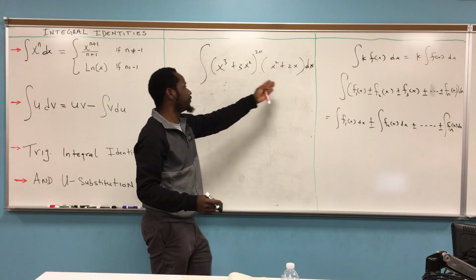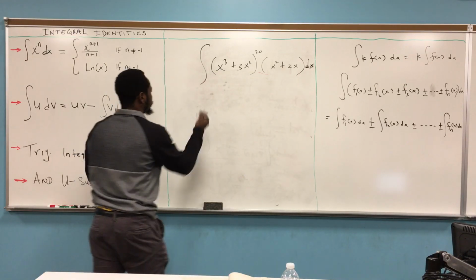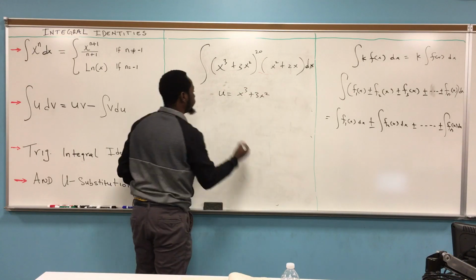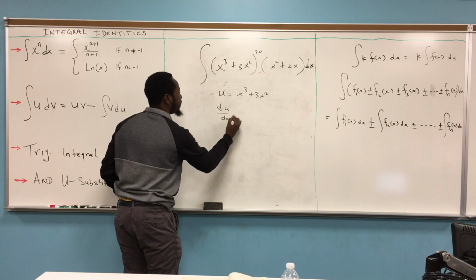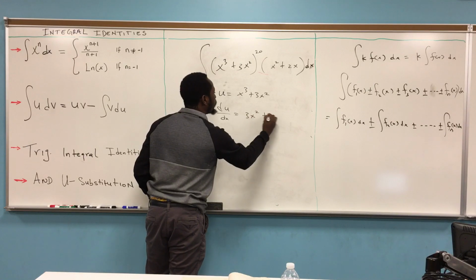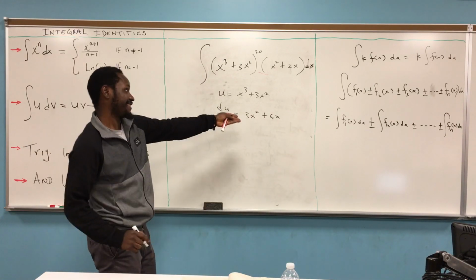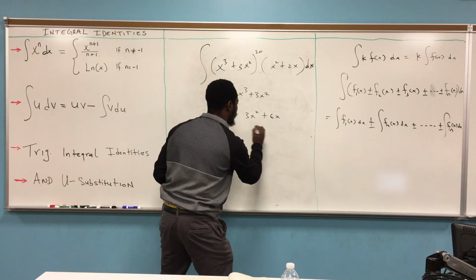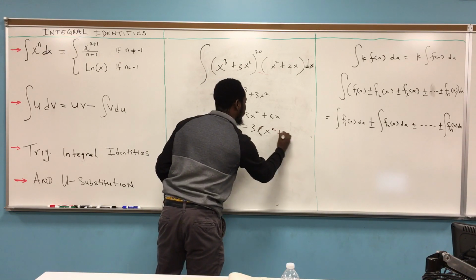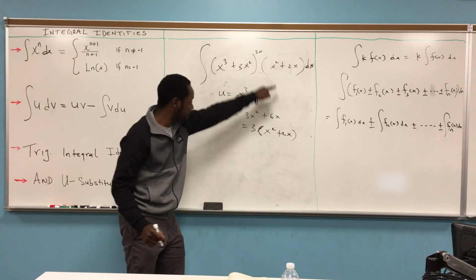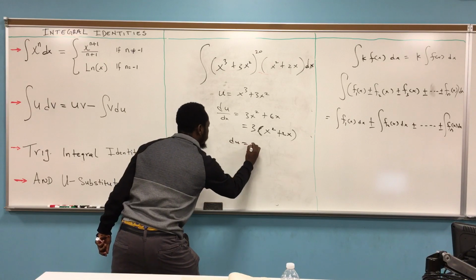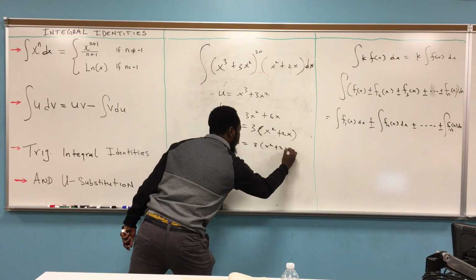Now, hopefully, the derivative of this gives me this. Hopefully. So let's try. u is equal to x cubed plus 3x squared. Let's see. So we have du over dx is what? 3x squared plus 6x, right? It's not exactly, but what can we do to make it look more like it? We have 3 into what? x squared plus 2x. Can you see this? This is what I want to arrive at. So we have du is what? 3 times x squared plus 2x dx.